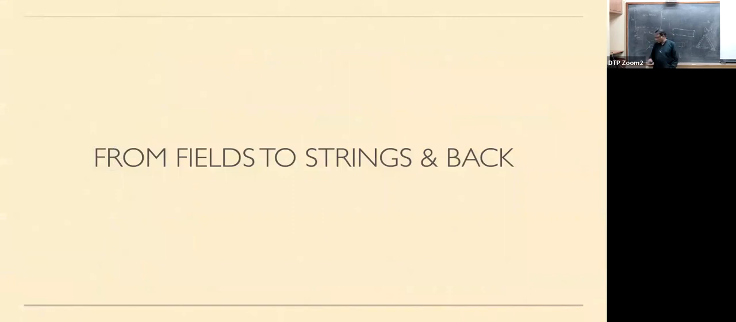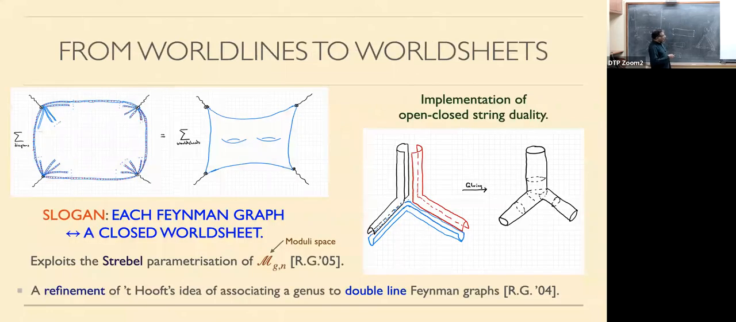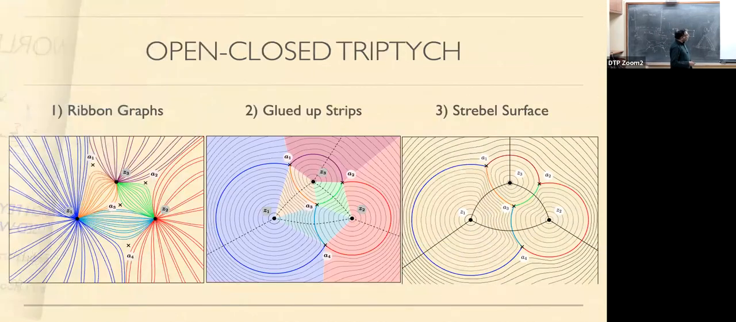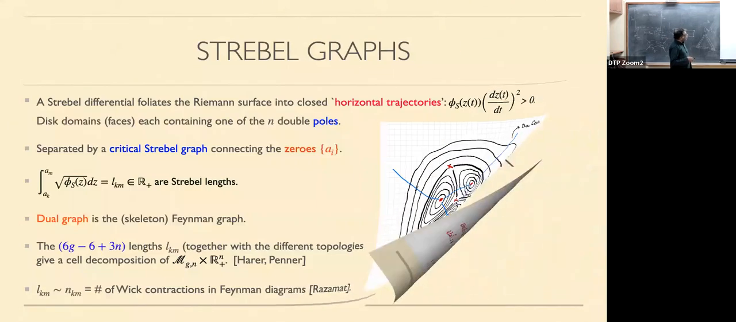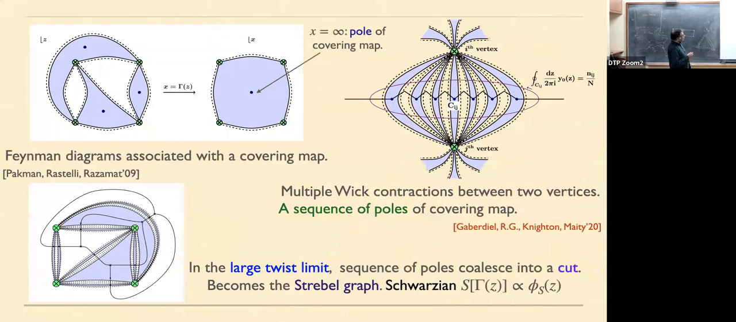Anyhow, what I wanted to get out of this, and I should probably now more or less stop, is to emphasize that there's a very concrete way in which you can connect Riemann surfaces with the world lines. I don't have the time to describe it in detail, but in some very specific cases, you actually can see this realized in the tensionless limit of one of the simplest AdS/CFT examples, namely AdS3 and CFT2.